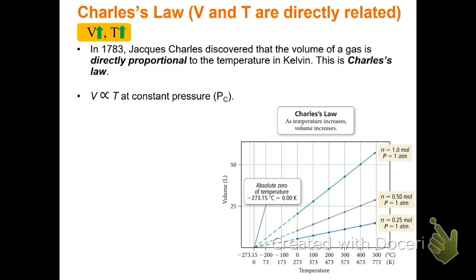So he basically looked at a specific gas, right? A certain gas with different numbers of moles. He used moles of 1, 0.5, and 0.25, holding the pressure constant. And he observed the same thing for every single one of them: a linear relationship between temperature and volume. So if you look here, the volume decreases as the temperature decreases.